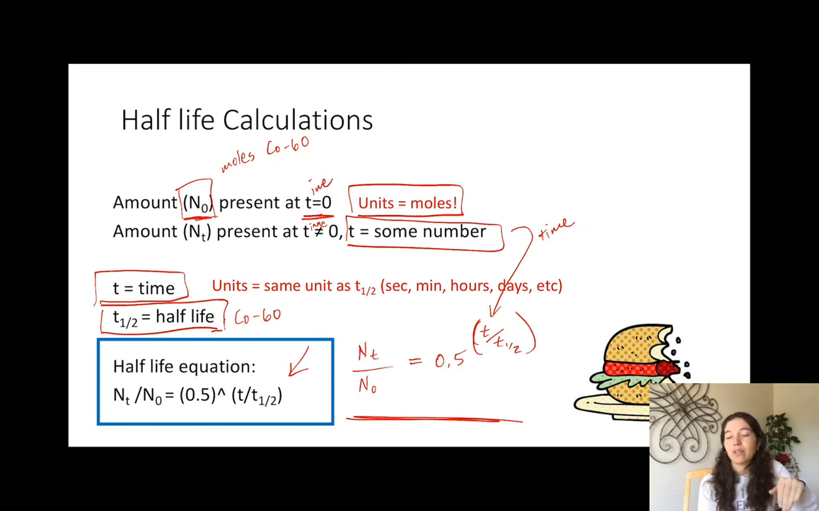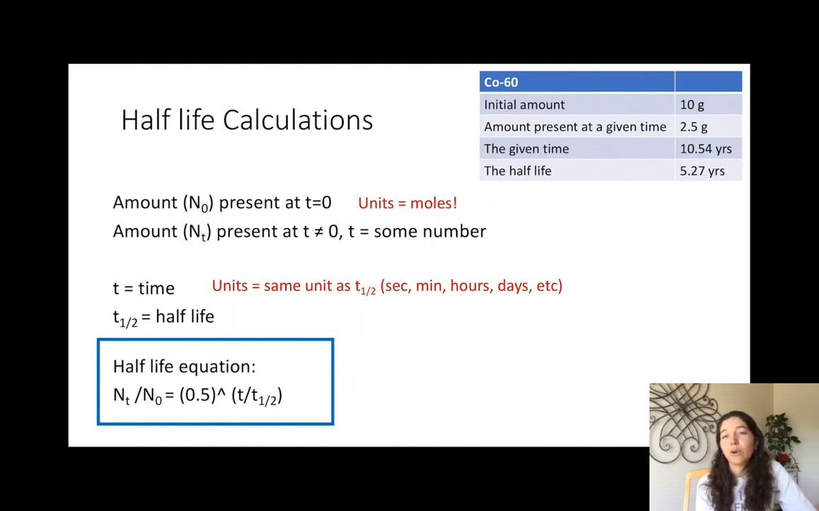Let's look at an example calculation using these numbers. So let's say for our cobalt-60, we started with 10 grams of it. And we're looking at a certain snapshot in time. At that snapshot in time, the amount currently present is 2.5 grams. Now, the time that it took for this change to happen is a span of 10.54 years. The half-life of cobalt-60 is a known value. It's known to degrade by half over a period of 5.27 years.